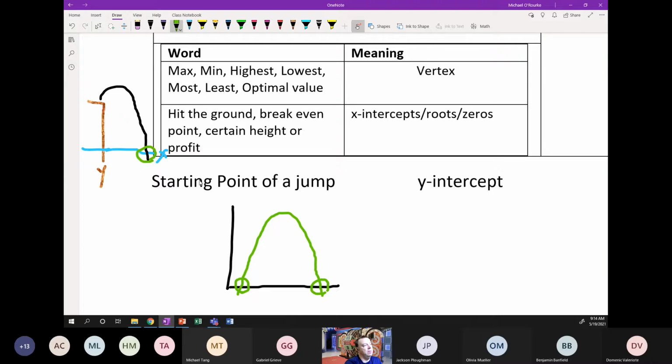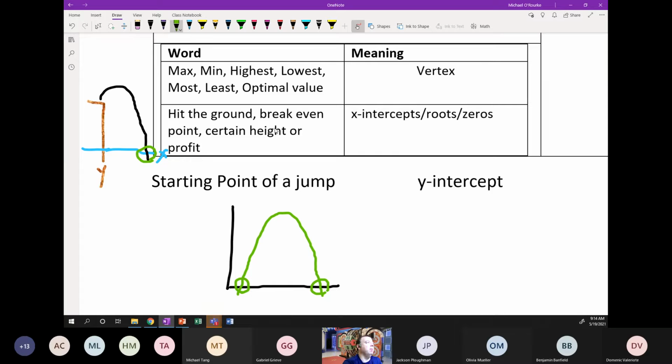And then lastly here, I said starting point. If I was to jump off here and say how high was I when I started, this would be considered the y-intercept. Does this make sense to everyone, kind of how we're linking the words to a real life situation? Yes, no, maybe so. Okay.